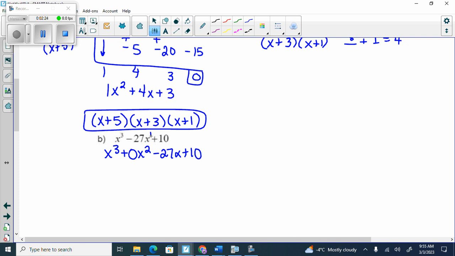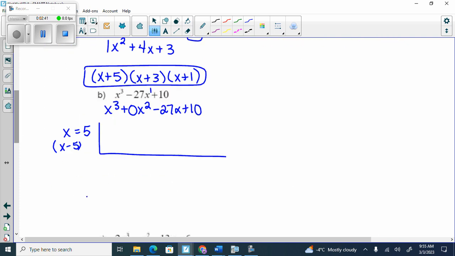So I type it into my calculator, and what's my lowest x-intercept? X equals 5. So then that's x minus 5. And then I go down here and I write x minus 5.